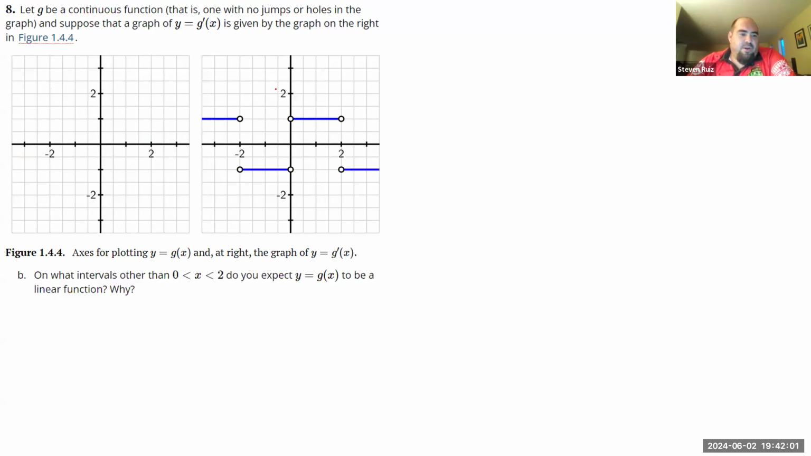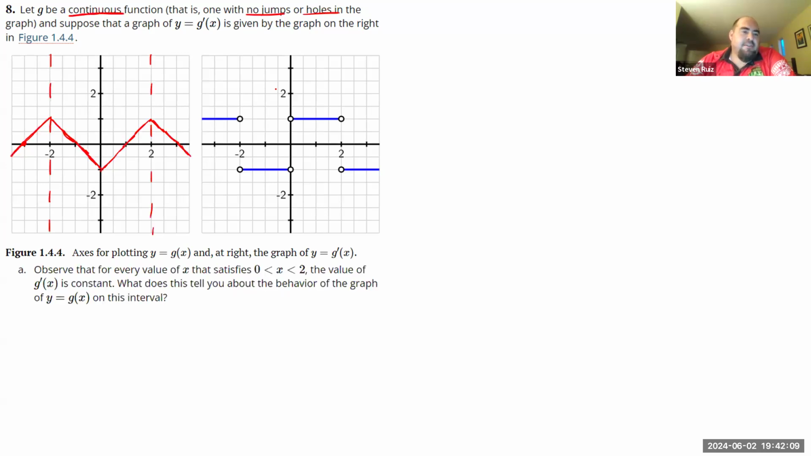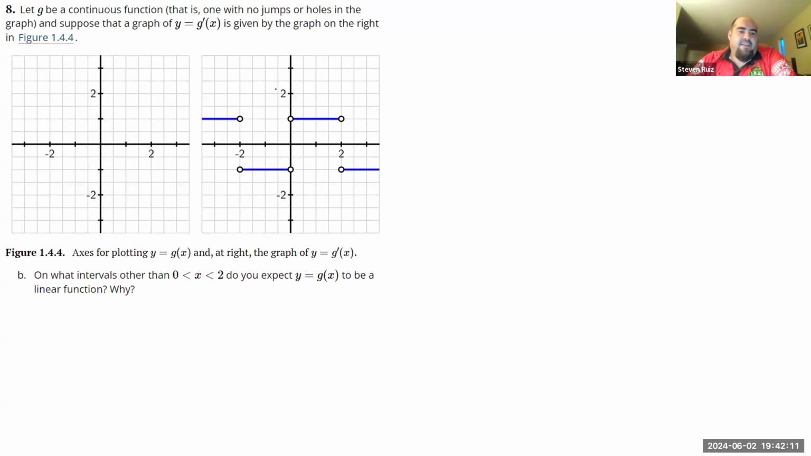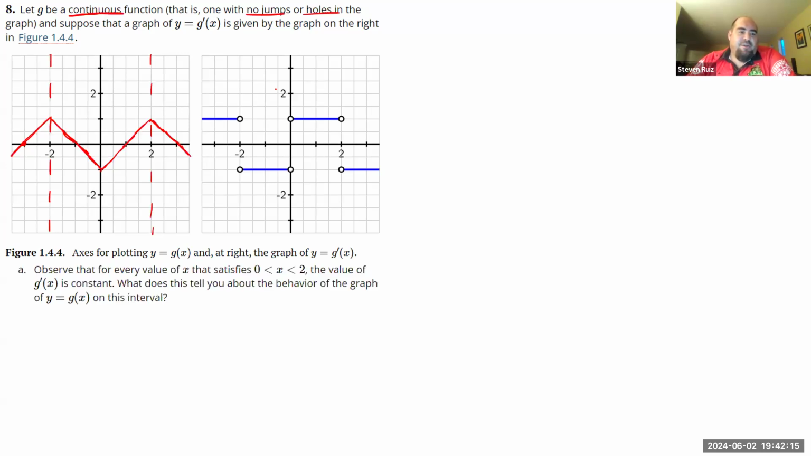Part B: on what intervals other than 0 to 2 do you expect y to be a linear function? I think for part B, we can lean on what we've drawn for part A. Where do you expect this to be a linear function? The short answer is, on every single one of these intervals. So we can write those down here.